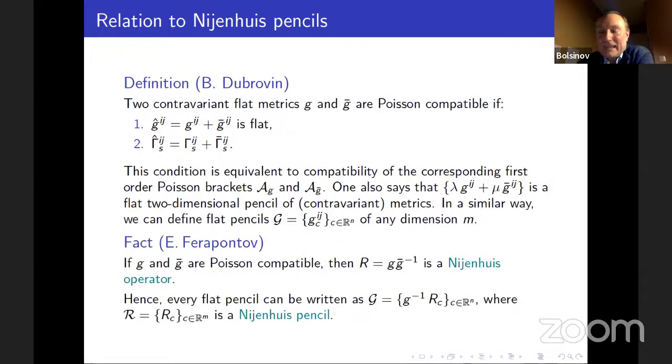This is the observation by Zhenya Ferapontov, which says that if you have two Poisson compatible Riemannian metrics, then you can cook up an operator between them in the most natural way, and this operator will be Nijenhuis. It means that if I have a pencil of flat compatible metrics, I can represent this pencil in terms of a certain Nijenhuis pencil. So every metric G_C in this pencil can be written as one particular metric multiplied with a certain Nijenhuis operator, some sort of recursion operator between G and some other representative of this pencil.